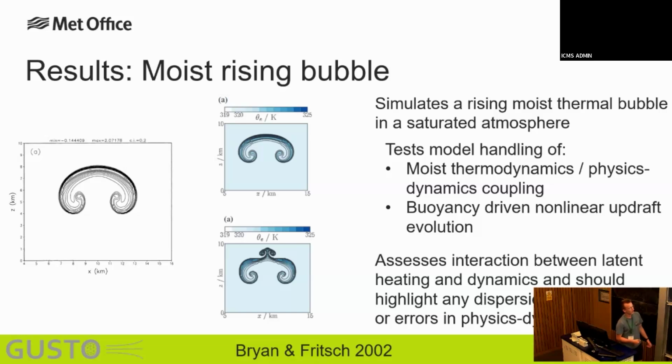So the things that you're looking for in this test case: this is the original Bryan and Fritsch paper. This is Tom Bendall's results with the lowest order finite element spaces and the next to lowest order. Here you can spot the Rayleigh-Taylor instability at the top. You get this small nubbin that rises a little bit more, but this is common in the literature. So you're looking for dispersion, damping errors, and errors in your physics.